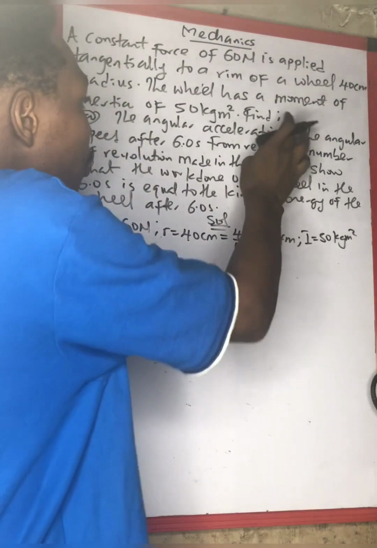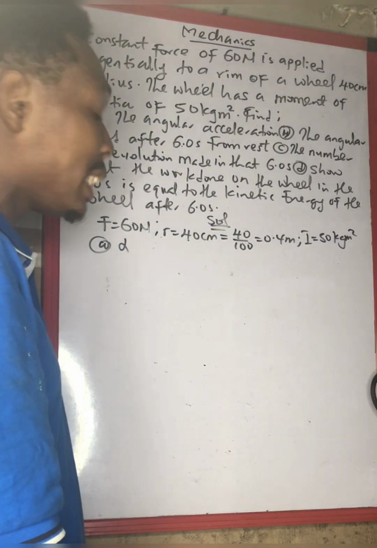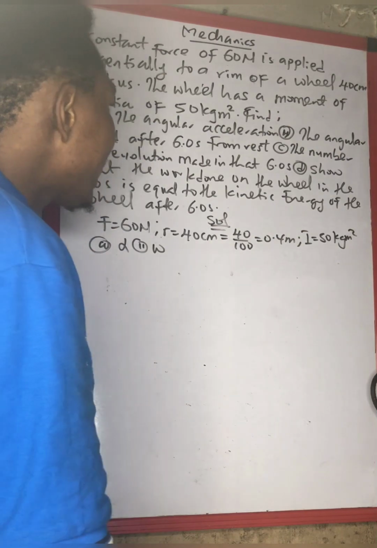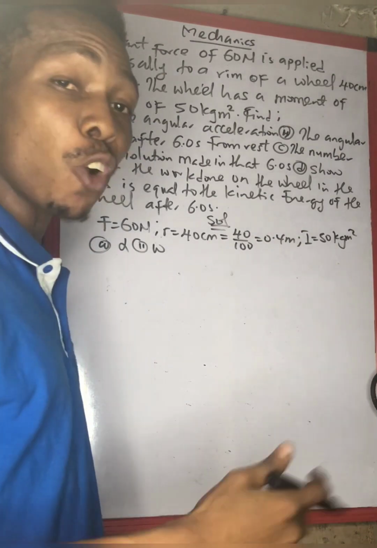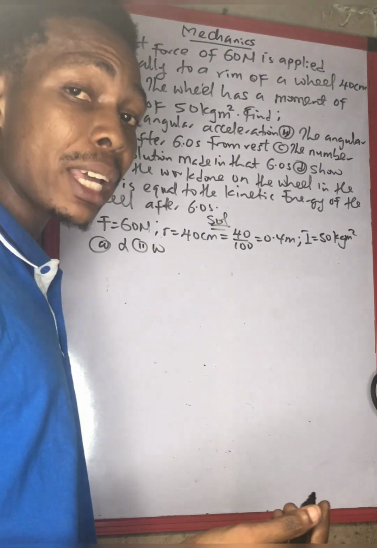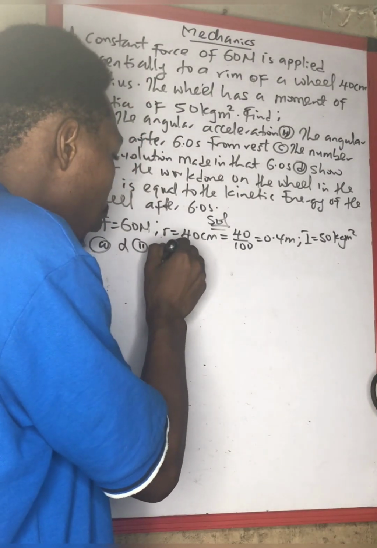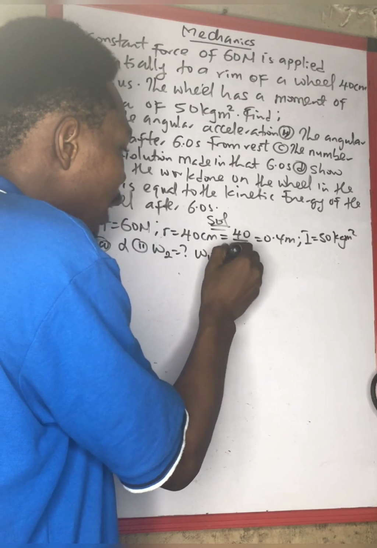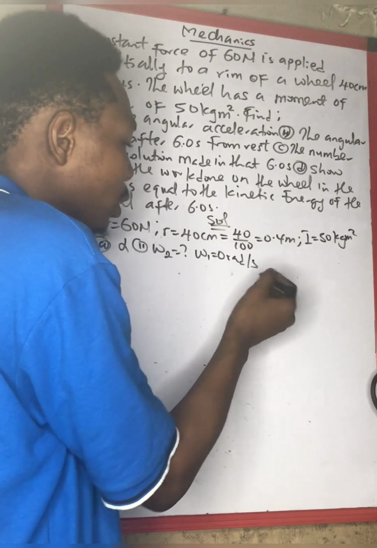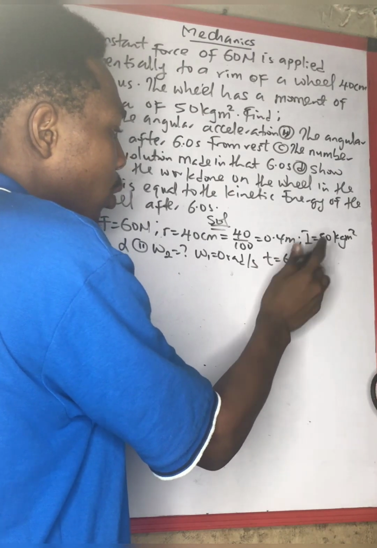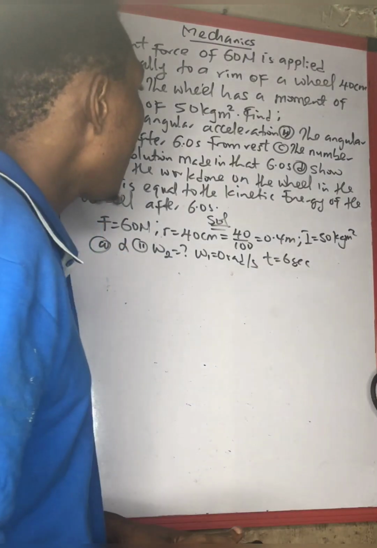For B, we are told that the angular speed, stated as omega, after 6 seconds from rest. From rest simply means that we are given our omega 1, so that we are looking for omega 2. Our omega 1 is 0 rad per second, and we are given our time to be 6 seconds.